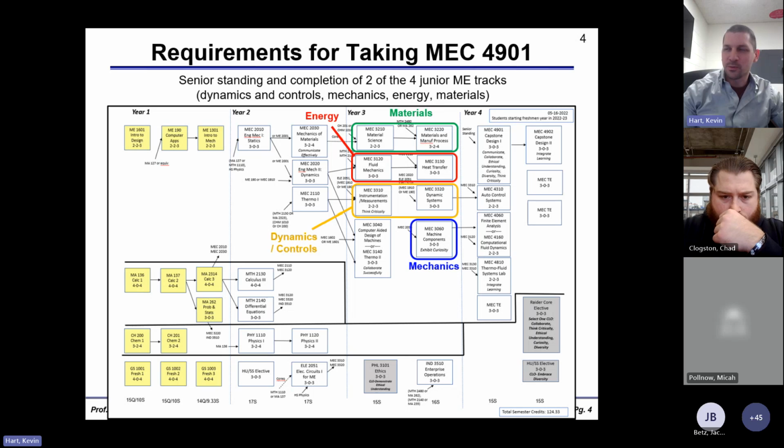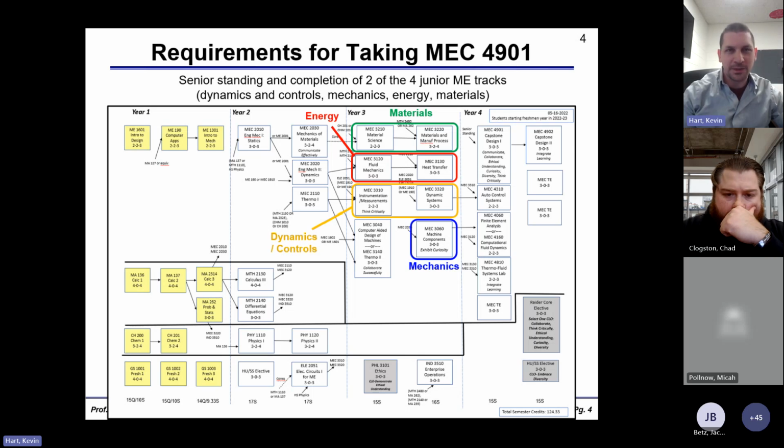But in general, we would like to have you have senior standing and have completed 2 out of the 4 core junior tracks. And what we mean by the core tracks are dynamics and controls, mechanics, energy, and materials. Dynamics and controls would be things like instrumentation and measurements, dynamic systems. Mechanics are design of machine components, mechanics and materials. Energy is heat transfer, fluids, thermodynamics, those sorts of things. And then materials would be the manufacturing processes course and the material science courses. So hopefully you have completed 2 of those 4 tracks.